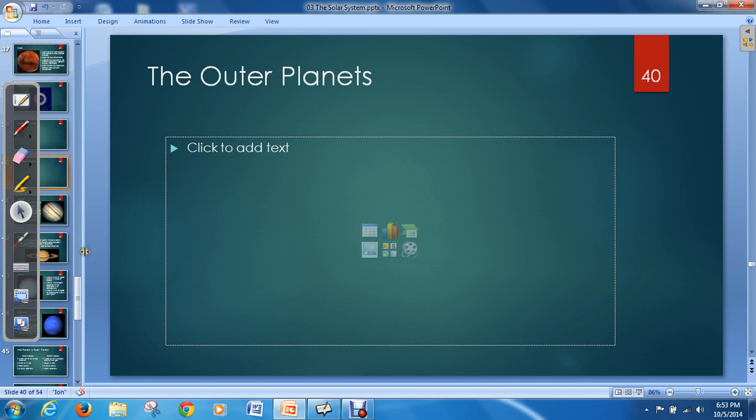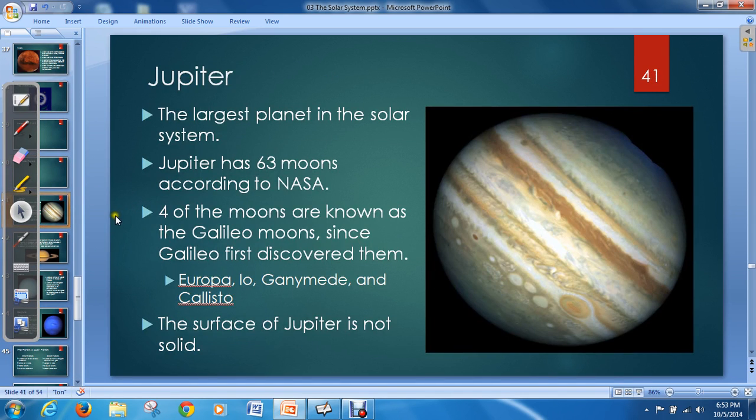Okay? So the outer planets outside the asteroid belt are, first of all, Jupiter. So Jupiter is the fifth planet from the sun. It's also the largest planet in the solar system. It has 63 moons, which is kind of crazy if you think about it. 63 objects orbiting it. 4 of those moons were discovered by Galileo, which is why they're called the Galilean moons. Those are Europa, Io, Ganymede, and Callisto.